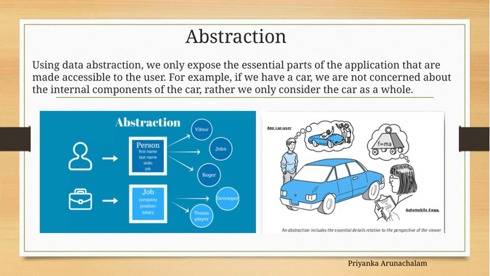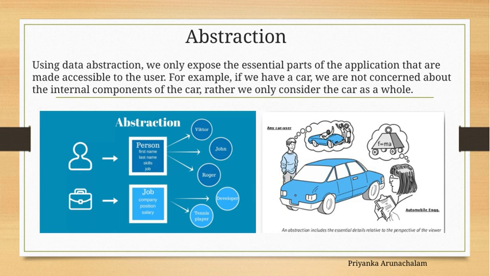Let's talk about data abstraction. Essentially, it's about exposing only the essential parts of an application that are necessary for the user to interact with. For example, think of a car. When you use a car, you're not concerned with all the internal components like the engine or the transmission. Instead, you just see and use the car as a whole. Similarly, in software, abstraction allows us to hide complex details and present only what the user needs to see and interact with. This helps simplify interactions and makes the system more user-friendly.